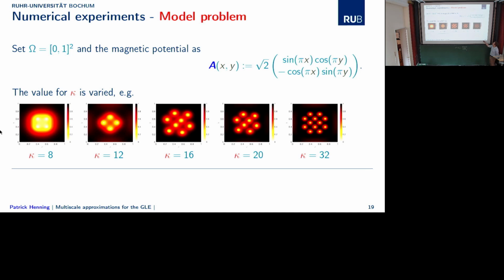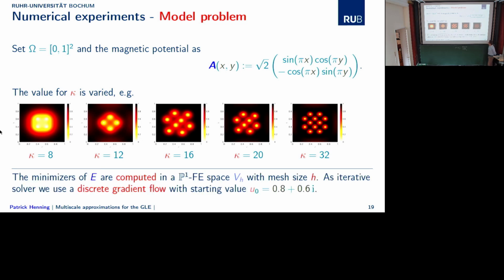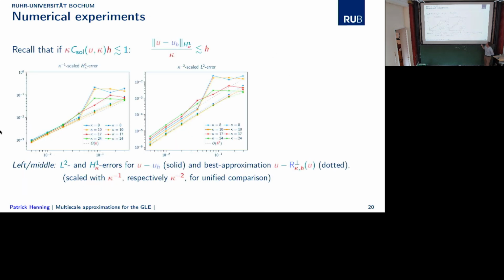So some experiments, again, model problem, the same situation I was showing you before. A is given. We use the gradient flow to find the minimizers. And long story short, here is what you see. H1 errors, L2 errors. The dotted lines, hard to see, they are the best approximations. And what you see is, directly in the regime H is smaller than 1 over kappa, the best approximations converge, just like you expected. They go down following the asymptotic rate that you expect.